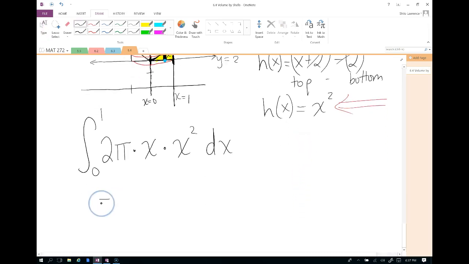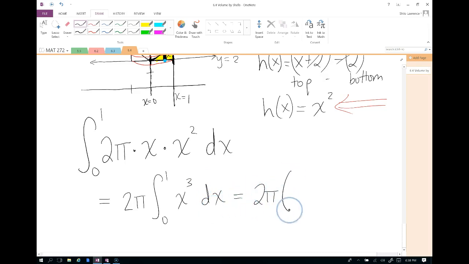So we'll clean this up just a little bit. I'm going to go ahead and pull the 2 pi out. Those are just coefficients. We can deal with those at the end. Anything with variables has to stay inside because we have to apply our antiderivative rules to it. X times x squared is x cubed. And we want the antiderivative of x cubed, which is 1/4 x to the 4th. And we need to evaluate it from 0 to 1.